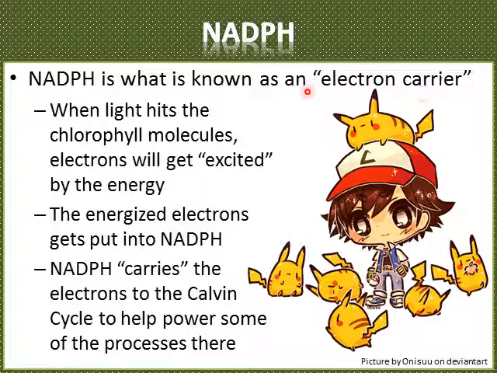So NADPH is an electron carrier. It's going to take those excited electrons from the light reactions and carry it to the Calvin cycle. Okay, because the Calvin cycle, remember, doesn't use light, so it needs energy somehow. That energy is brought by NADPH and ATP.